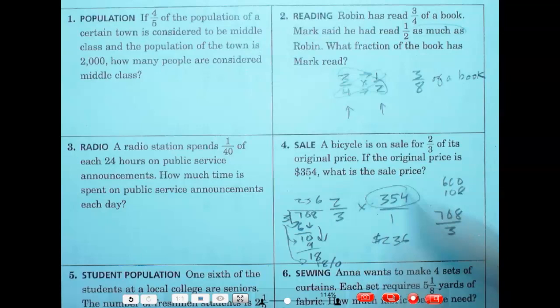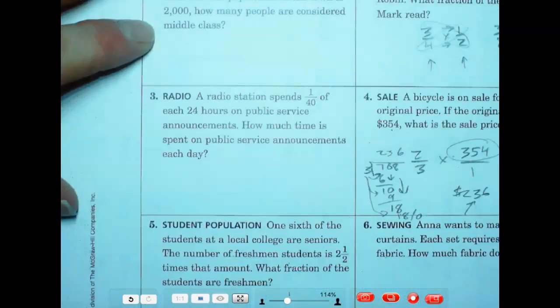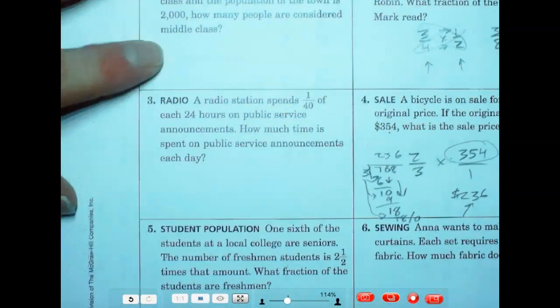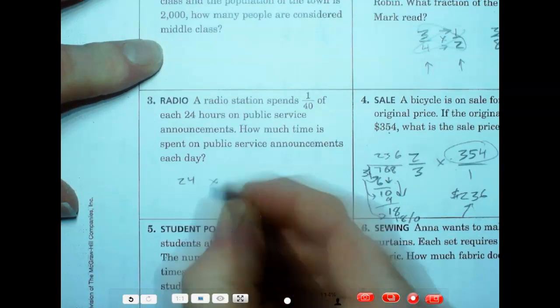See if it makes sense. Here's full price, 2/3 of it. Very good. All right, and we'll do one more. Number 5. A radio station spends 1/4 of each 24 hours on public service announcements. How much time is spent on public service announcements each day? Well, it's 24 hours in a day, so we have 24. And we're going to multiply that by 1/4.